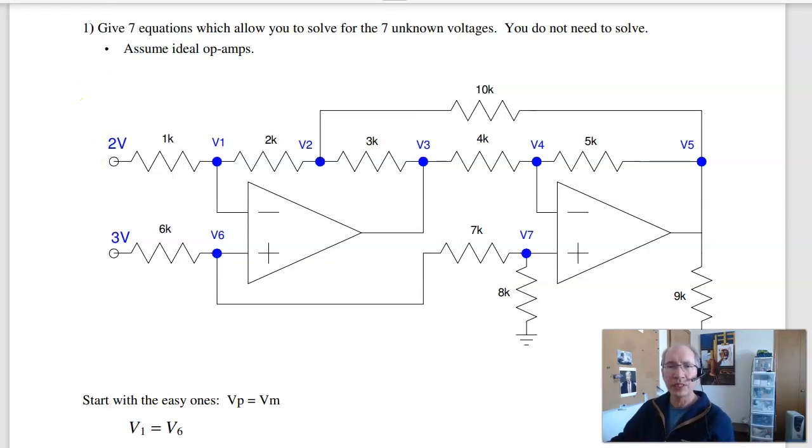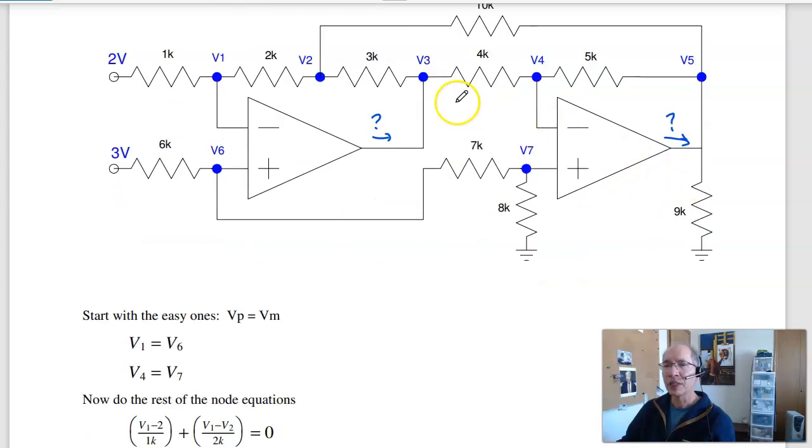So the easy ones to do would be the output of the op amp. At node 3, I can't write the node equation because I have no idea what the current is out of the op amp. Likewise at node 5, I don't know what that current is. The node equations at the output is actually V plus equals V minus. So know right away that V1 equals V6, V4 equals V7. Now write the other equations.